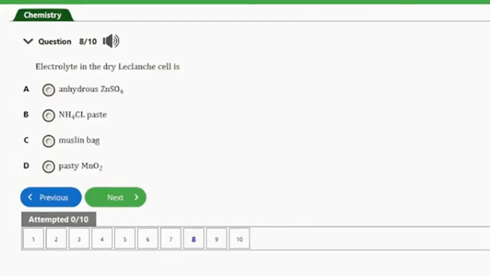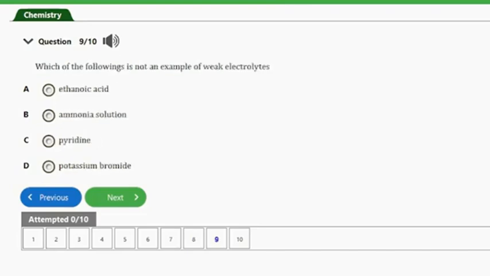Let's consider the next question, guys. Question number 8. It says, electrolytes in the dry Leclanché cell is A, anhydrous zinc tetroxosulfate 6, B, ammonium chloride paste, C, muslin bag, and D, pasty manganese 4 oxide. So guys, the answer to this question will be ammonium chloride paste. The electrolyte in the dry Leclanché cell is an ammonium chloride solution, which is actually in a paste form. So that's it for that question. So let's consider the next question, guys.